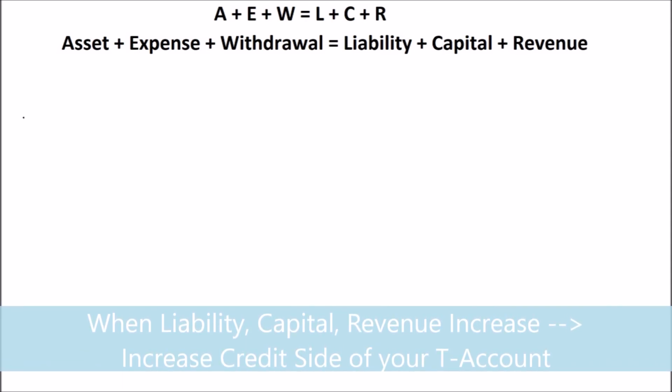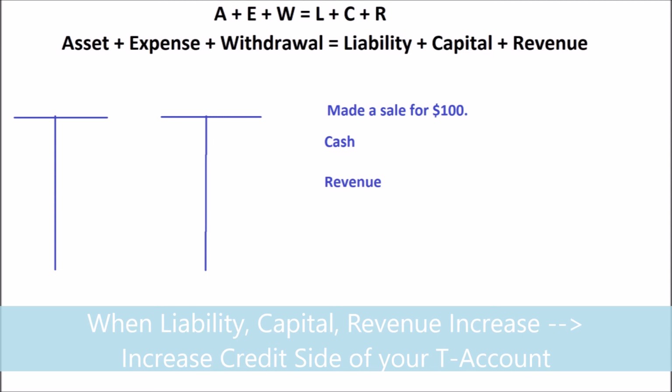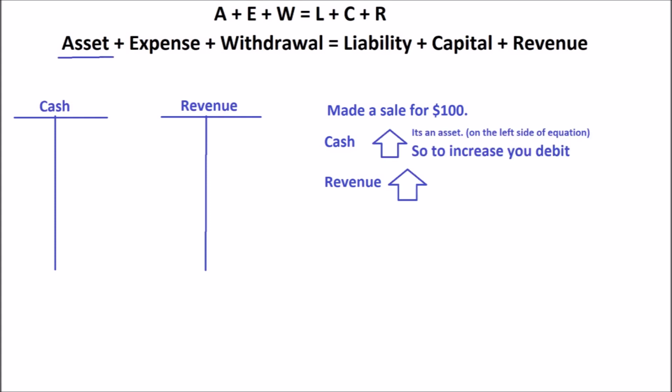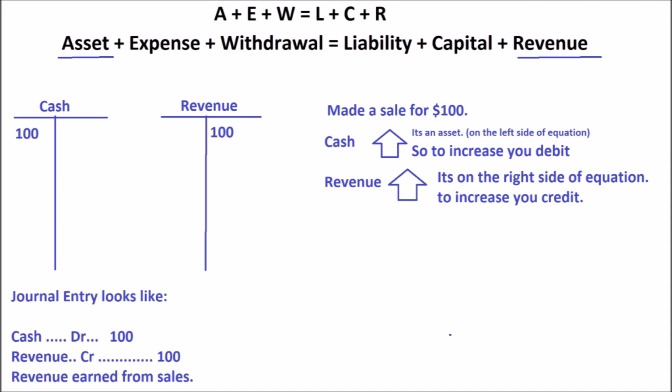So say for example you made a sale for $100. Then your asset, your cash, is going to go up. So you have to debit your cash. And at the same time, your revenue goes up. So you have to increase your revenue, which is the credit. So the transaction will look like this.